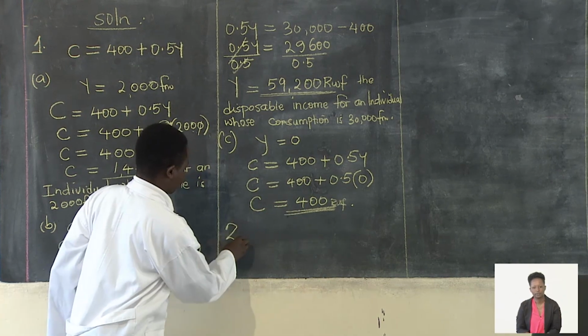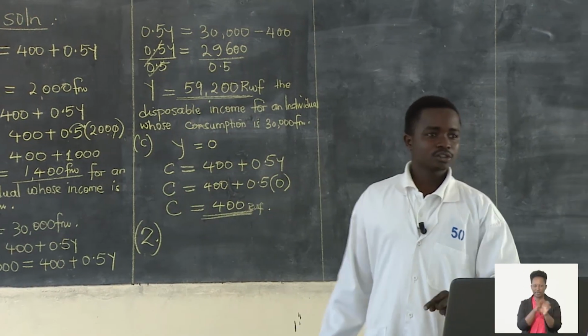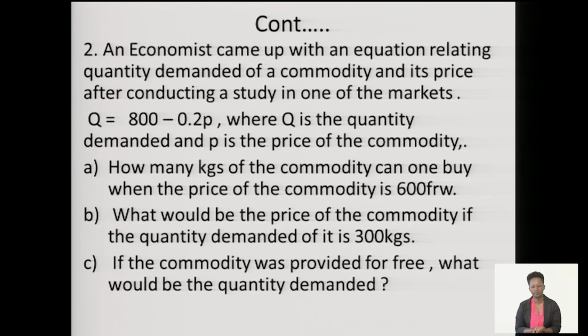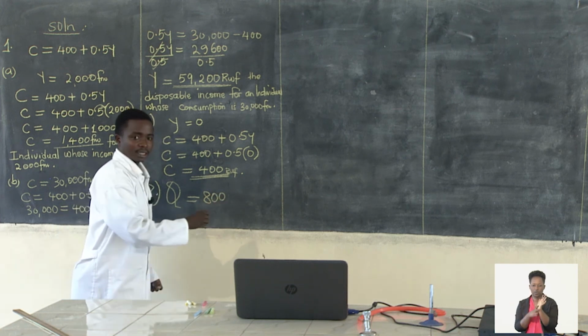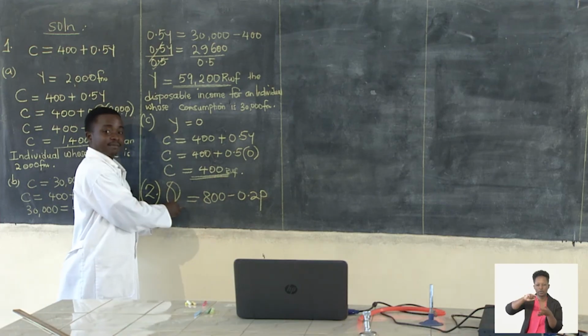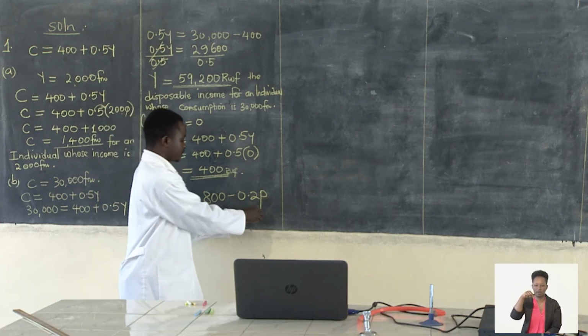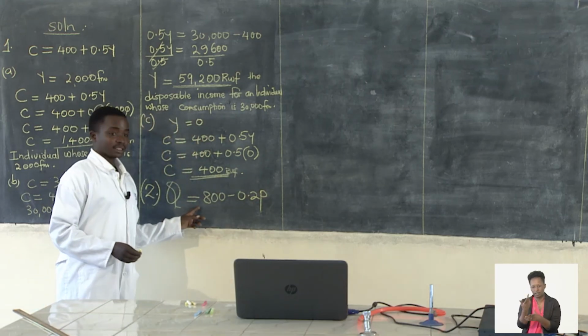So let's go to our question 2. That is question 1, which we had. Question 2 reads: an economist came up with an equation relating quantity demanded of a commodity and its price after conducting a study in one of the markets. The equation is quantity demanded equals 800 minus 0.2P, where Q stands for quantity demanded of the commodity and P stands for the price of that commodity. So this is a linear equation that he came up with after conducting his study.